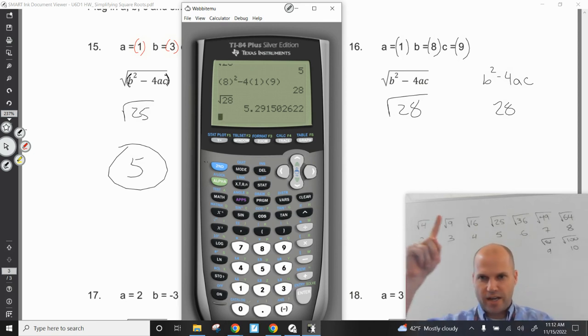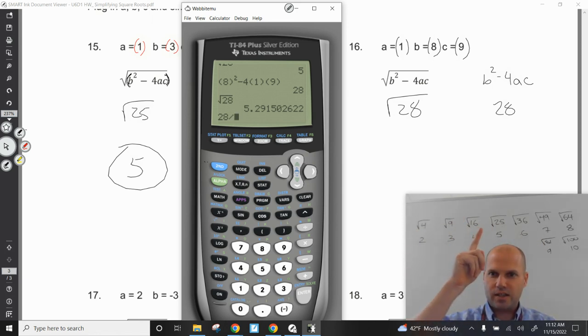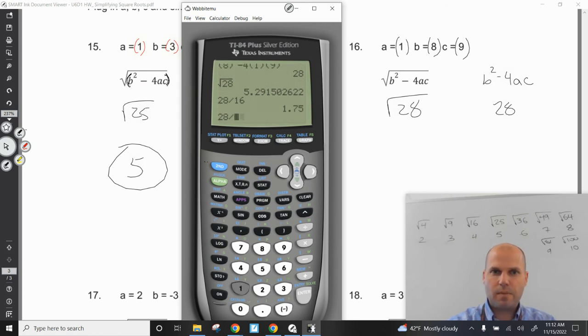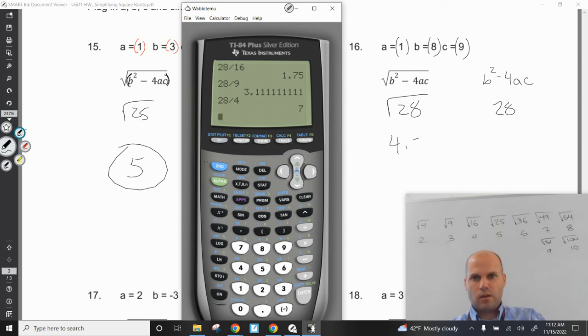This is where we start dividing it by our perfect squares. Can 28 be divided by, don't look at 2, 3, 4, 5, 6, 7, 8. Look at 4, 9, 16, like the square root numbers. Let's simplify the square root of 28. Can we divide it by 16? Nope. Can we divide it by 9? Nope. Can we divide it by 4? Yes. Root 4. 4 times 7 is 28.